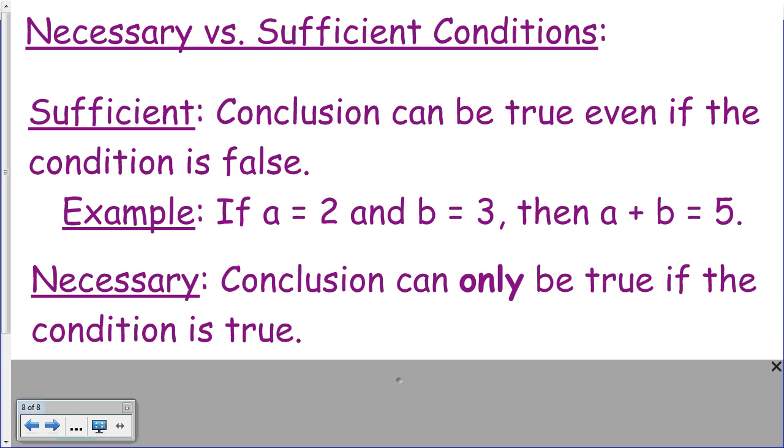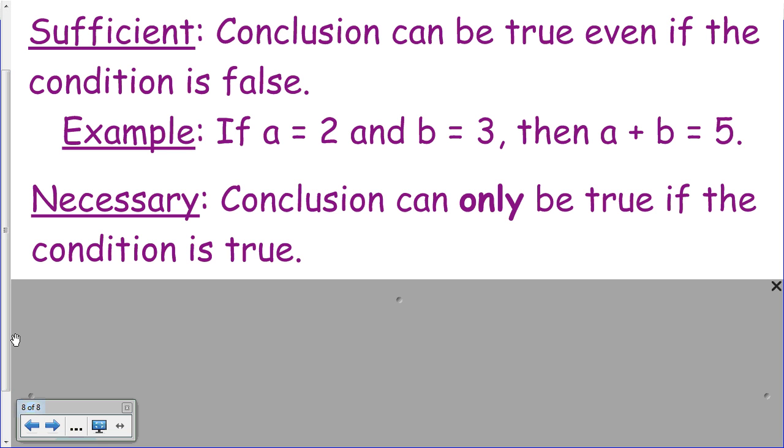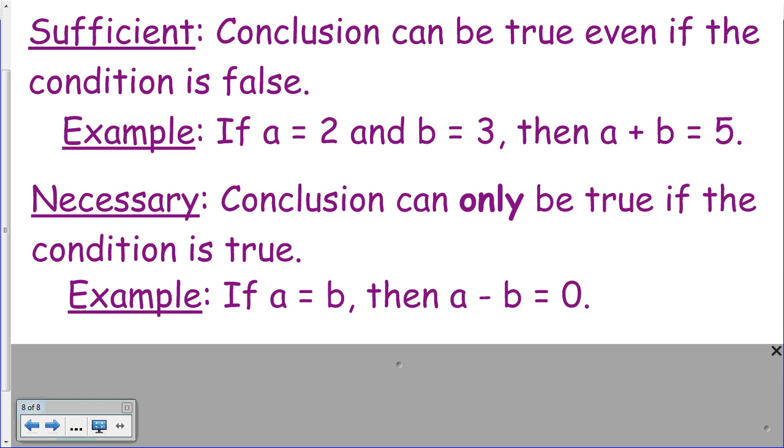Now let's compare that with necessary conditions. Necessary conditions means that you have a conclusion that can only be true if the condition is true. The only possible way for that conclusion to be true is if your conditions are true. These are necessary conditions. Okay, so big difference here between sufficient versus necessary. So let's take a look at an example to help illustrate that.